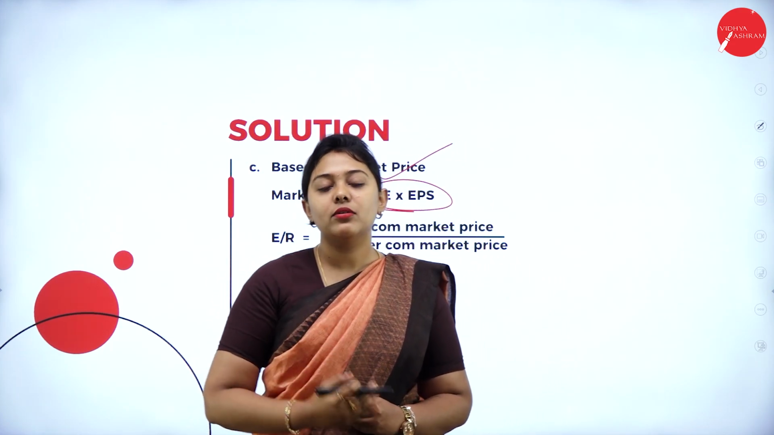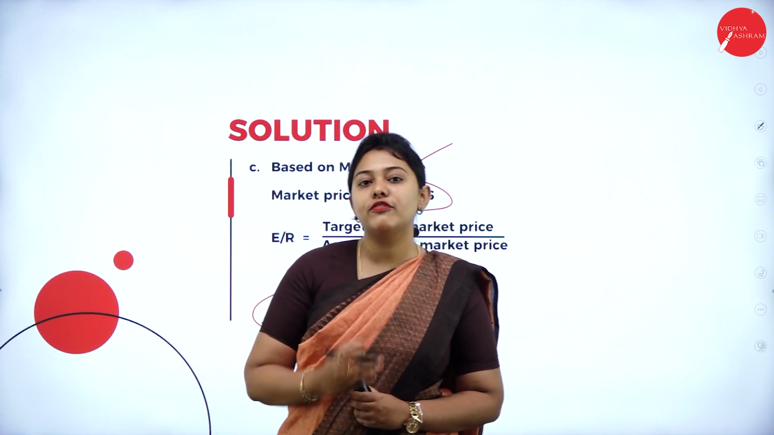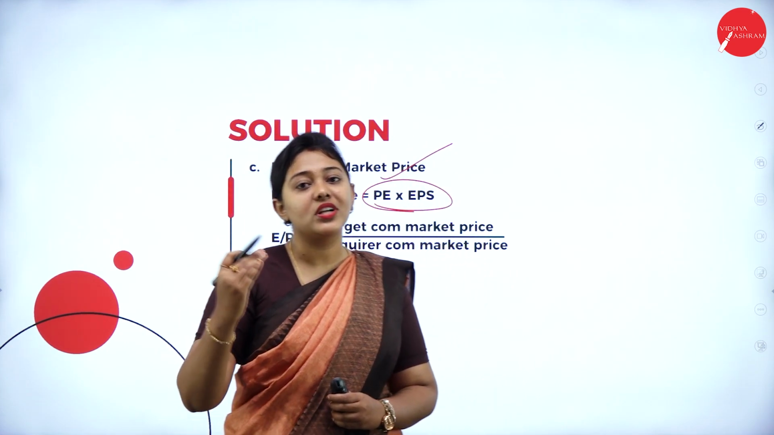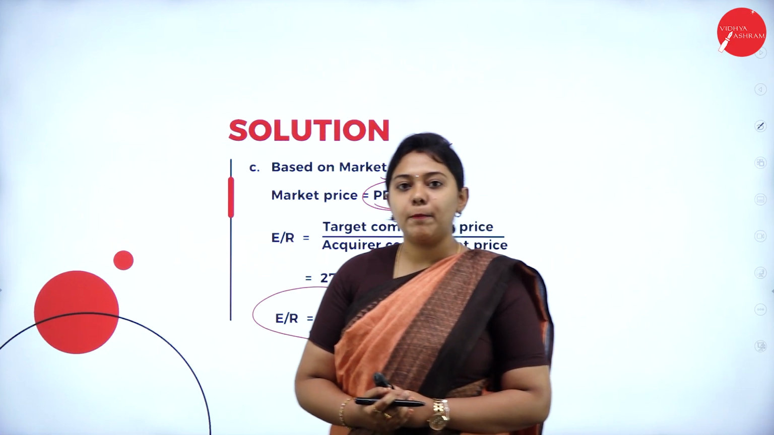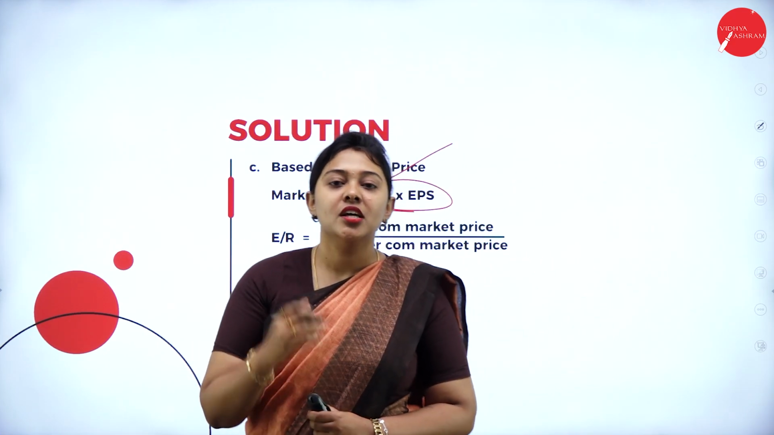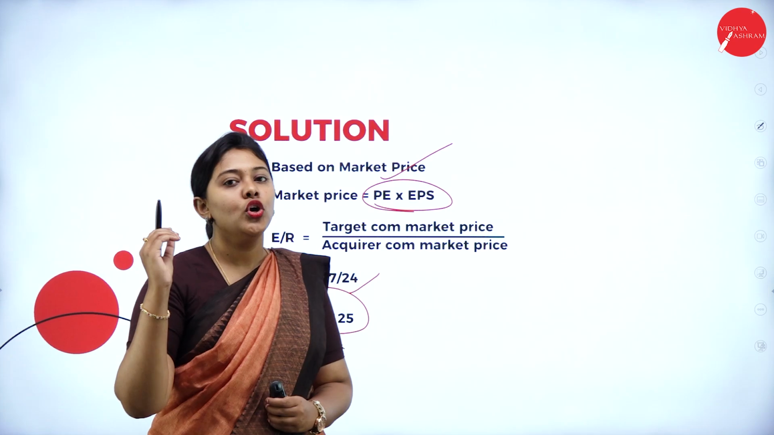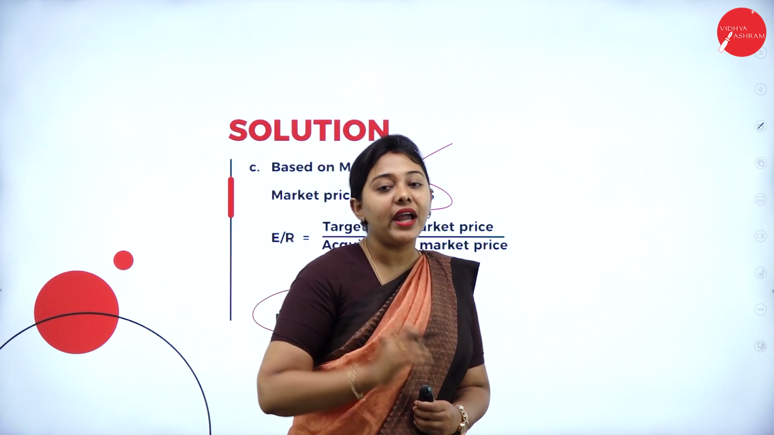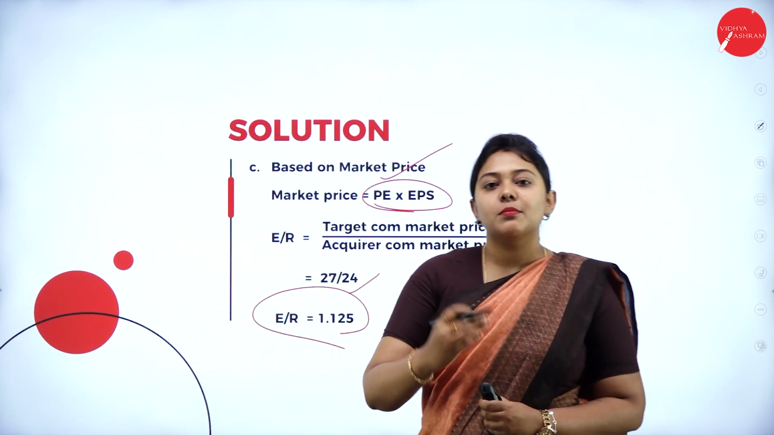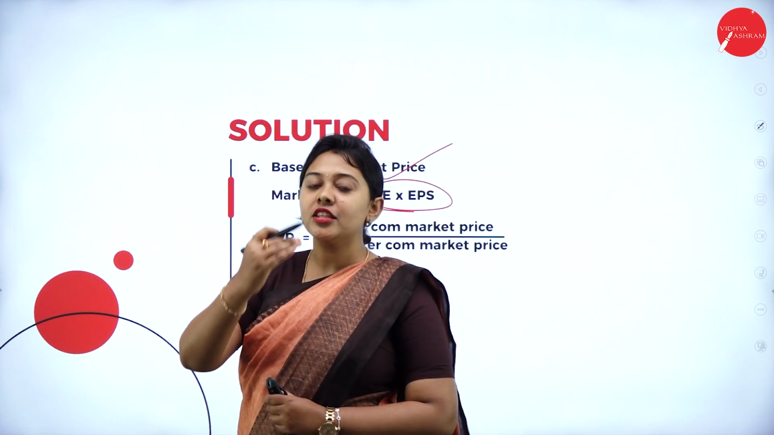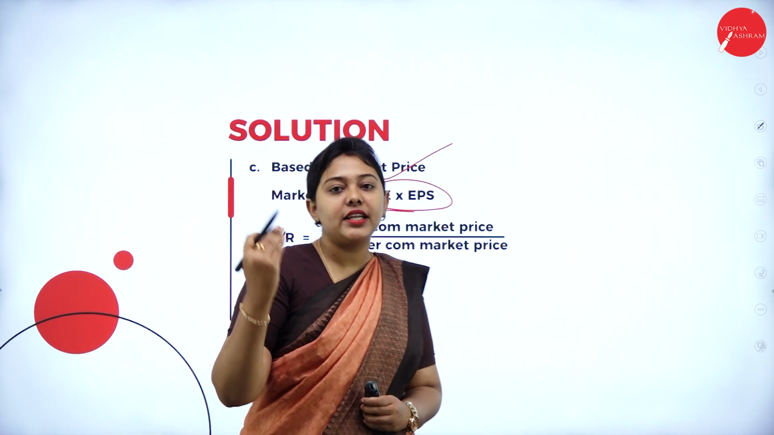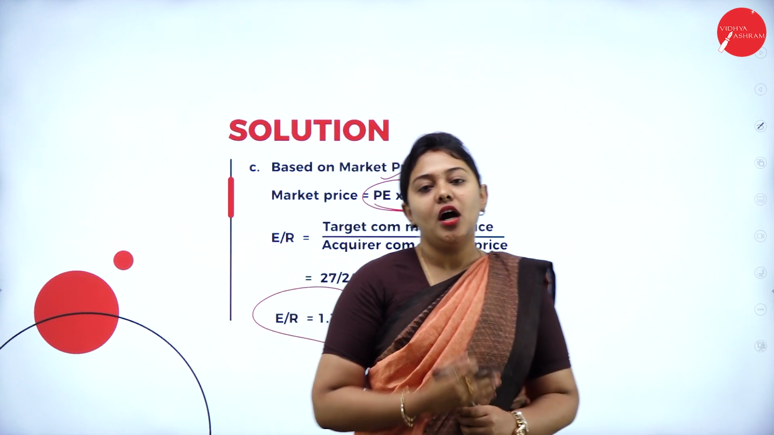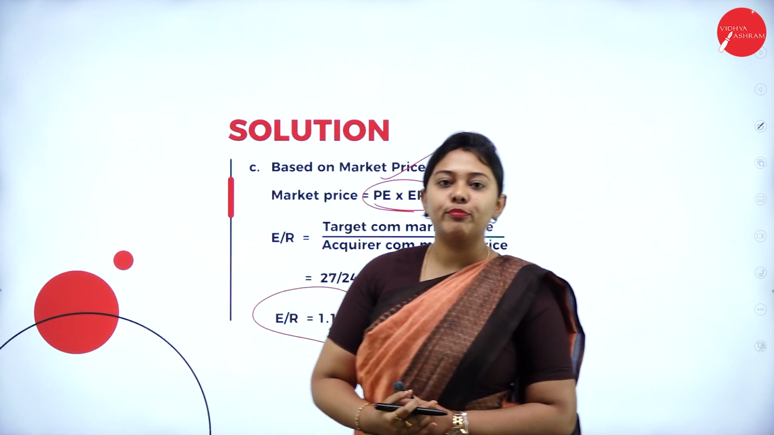Next, to calculate your EPS, what is the formula? Exchange ratio is equal to target company EPS divided by acquirer company EPS. How do you get your EPS? Your EPS is equal to profit after tax divided by number of shares. Similarly for market price, in the question market price is directly given.